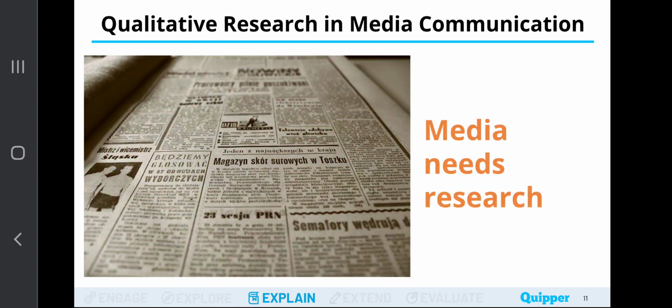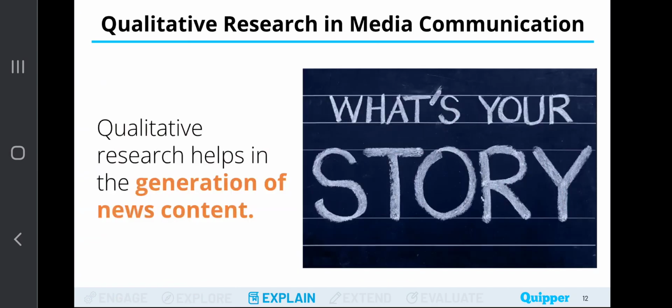In media communication, it is a given that media needs research. We should not be contented with the fake news or the baseless information that we see nowadays in social media. It always needs to be concurrent with credible sources and bases that are factual or that are studied. Qualitative research helps in the generation of news content. If we conduct a study on the news or the information that we are going to publish to the public, it should always be done out of thorough research.